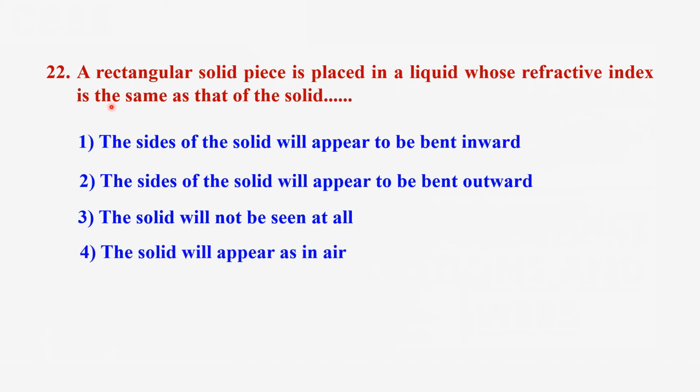Here, a rectangular solid piece is placed in a liquid whose refractive index is the same as that of the solid. Here the refractive indices are the same. So, that is why the solid will not be seen at all.